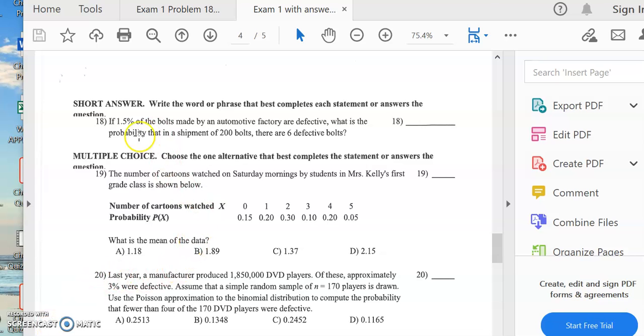Okay, so here's the problem. 1.5%, that's the same as 0.015. So if 1.5% of the bolts made by a factory are defective, what is the probability that in a shipment of 200 bolts there are 6 defective bolts? All right, so that's the problem.